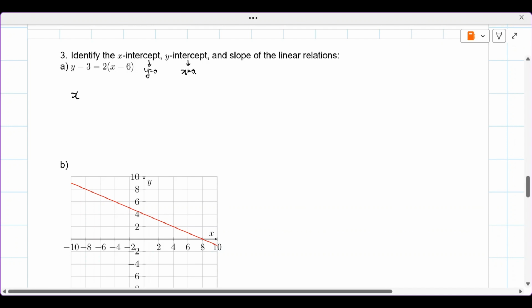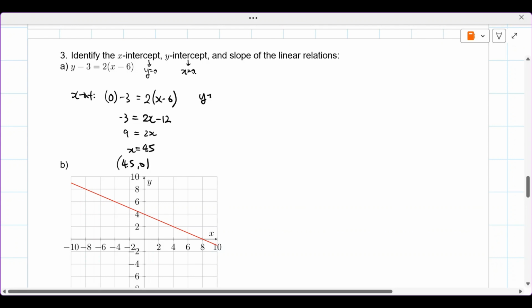So let's find the x-intercept first. Let's put y as 0. So that's 0 minus 3 is equal to 2 times x minus 6. So that's -3 is equal to 2x minus 12. And then you add 12 on both sides. So you get 9 equals 2x. So x equals 4.5. So in other words, the x-intercept is 4.5 comma 0.